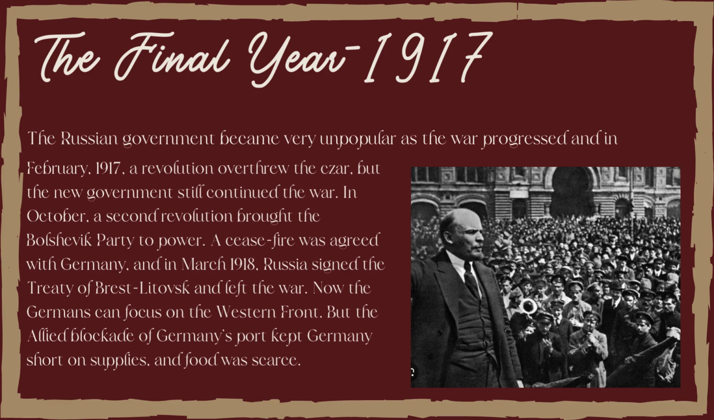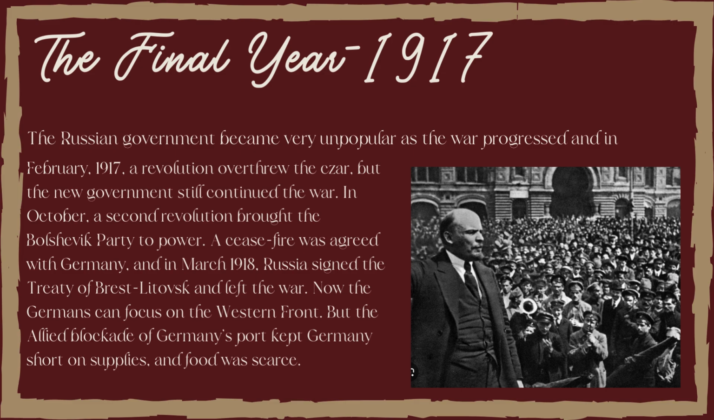The final year. The Russian government became very unpopular as the war progressed, and in February 1917, a revolution overthrew the Tsar, but the new government still continued the war. In October, a second revolution brought the Bolshevik Party to power. A ceasefire was agreed with Germany, and in March 1918, Russia signed the Treaty of Brest-Litovsk and left the war. Now the Germans could focus on the Western Front.